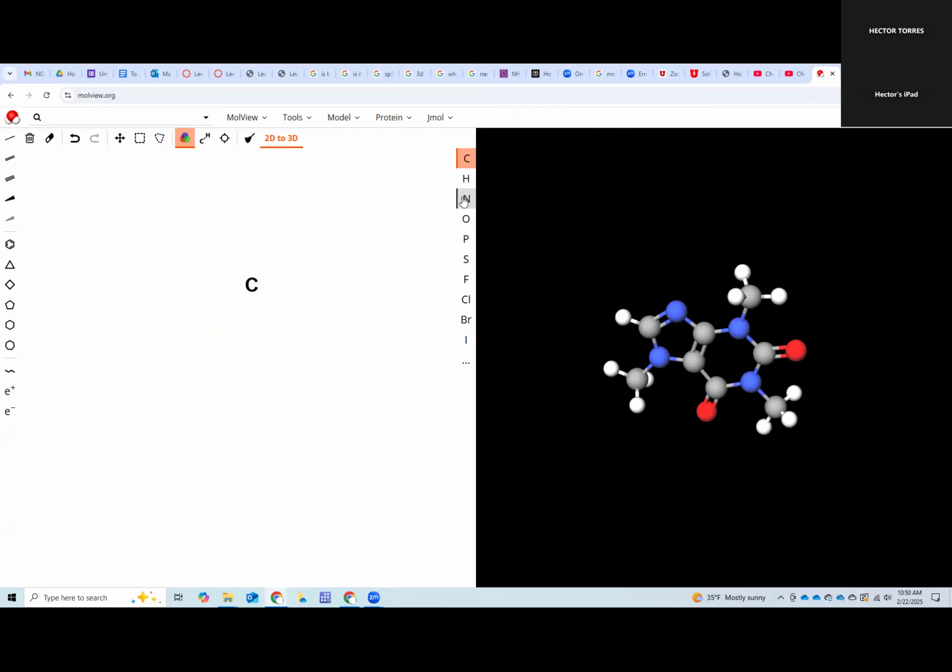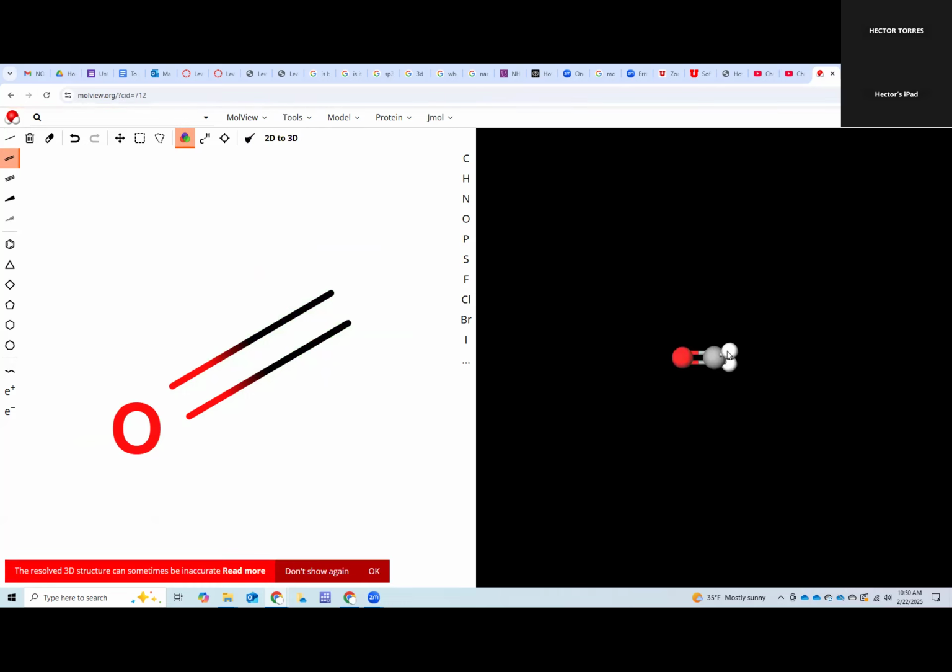So I'm going to put my carbon, I'm going to put 2 hydrogens, and I'm going to put our oxygen. And I'm going to make single bonds between carbon and hydrogen, and then a double bond here. And then I'm going to use this broom to clean it all up. And if we don't draw in the hydrogens, that's what it's going to look like. So now let's look at our 3D model.